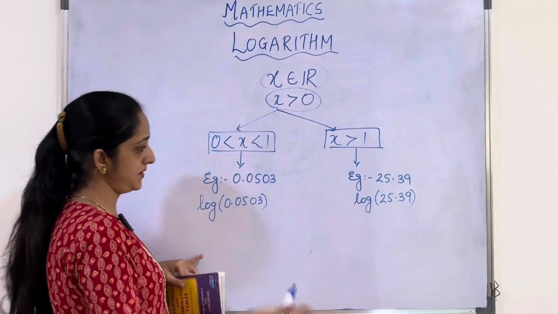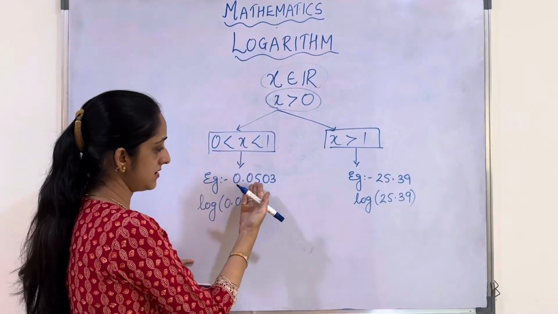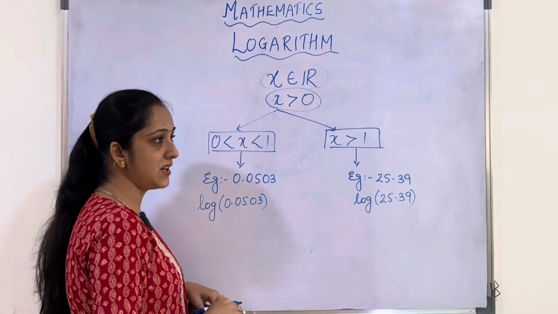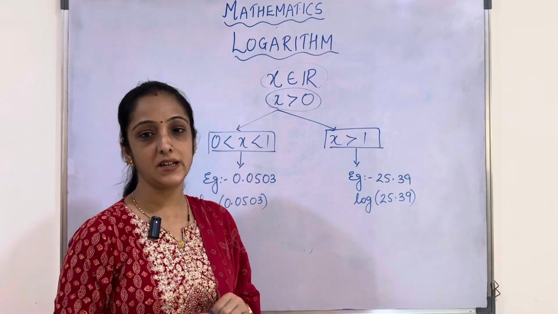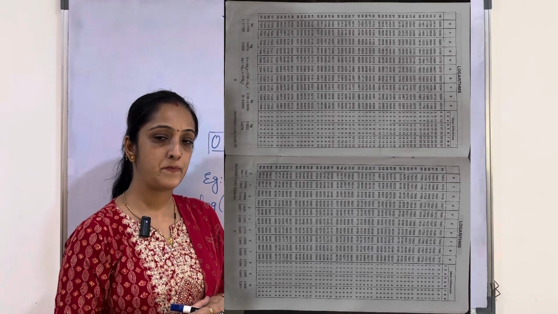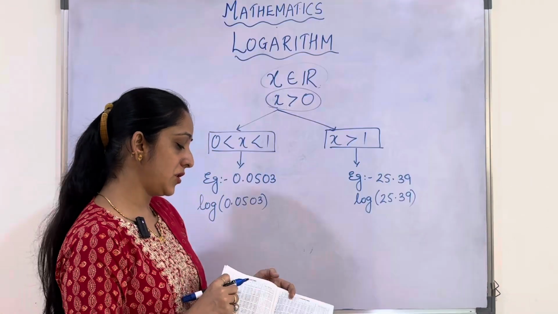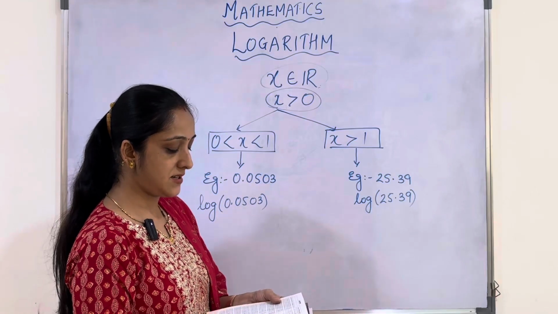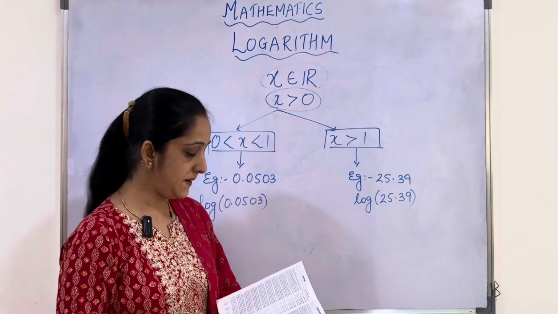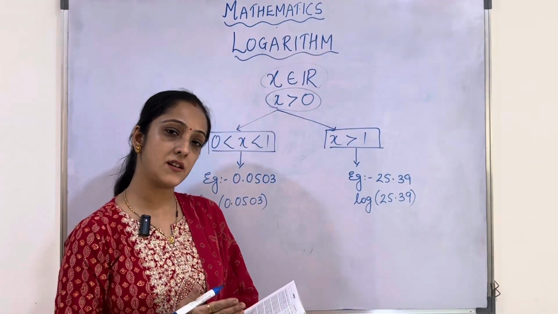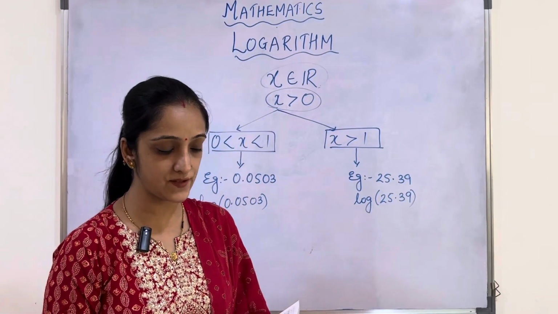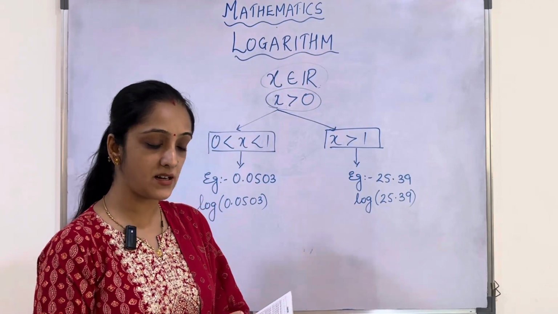So let us take one example. When the number is between 0 and 1, that is 0.0503. We'll see how we can find log of this number. Now to find log of this number, we mainly use the log table. So this is how a log table looks like. If you observe the log table, it contains rows starting from 10 and ending at 99, and 10 columns starting from 0 till 9, and one more column which is of mean difference, and that mean difference column is again subdivided into 9 columns.